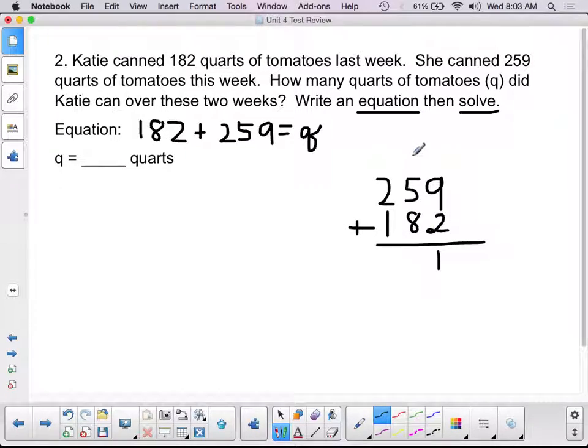9 plus 2 is 11. 5 plus 1 is 6, plus 8 is 14. 2 plus 1 is 3, plus 1 is 4. So one method that you could use to solve this would be to add them together, and your answer is 441 quarts.